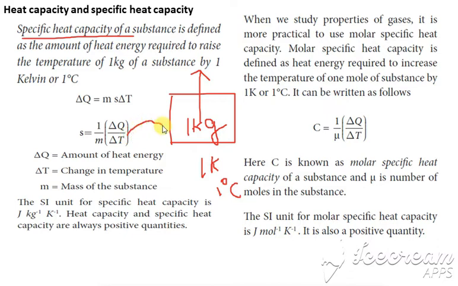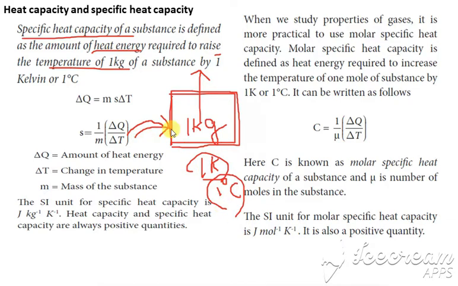So specific heat capacity is defined as an amount of heat. The amount of heat energy required to raise the temperature of 1 kg of substance by 1 Kelvin or 1 degree Celsius, that is said to be the specific heat capacity. That quantity of heat is written as del Q, and that is given by ms into del T.